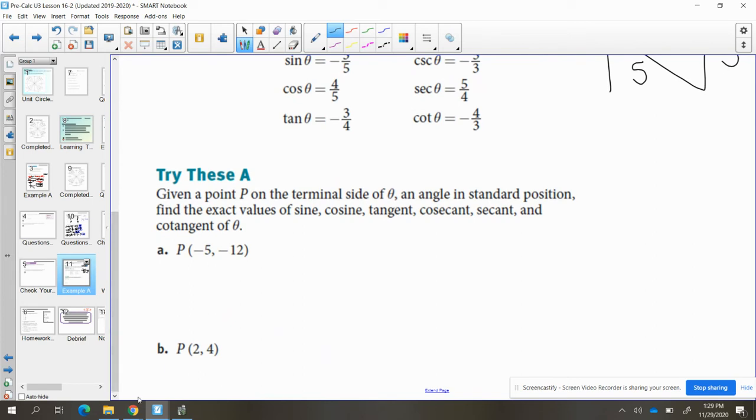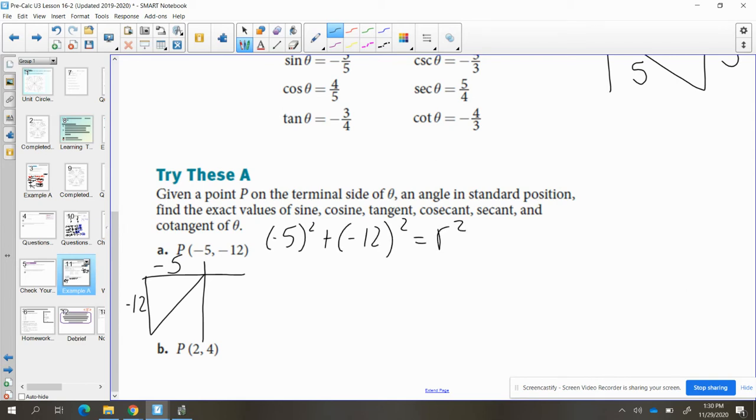So on page 220, if we look at try these A, we know that negative 5, negative 12 puts us into the 3rd quadrant, right, left and down. And if we use Pythagorean theorem to find our value of the radius, or if you know your Pythagorean triples, you know that this comes out to be 13.